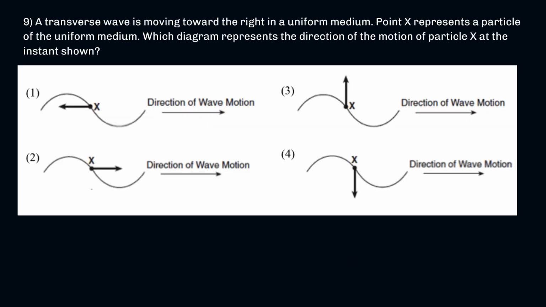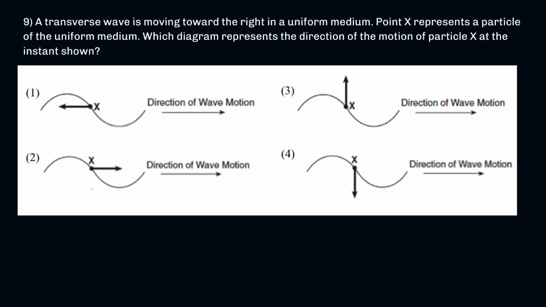All right, so example number 9 here, you have a transverse wave moving toward the right in a uniform medium. Point X represents a particle of that uniform medium. Which diagram represents the direction of the motion of particle X at the instant shown? All right, so this seems to be one of the more difficult questions that comes along, even though it's not like one of the really hard math questions that you see. Sometimes it's a difficult concept to grasp as we go through the waves unit.